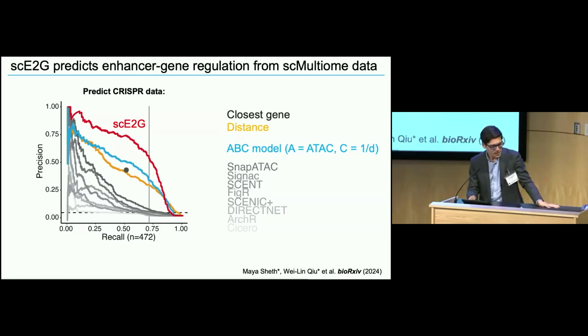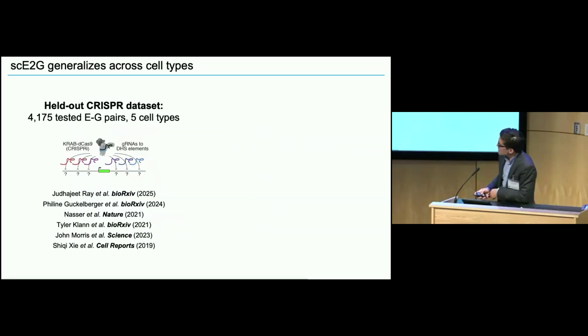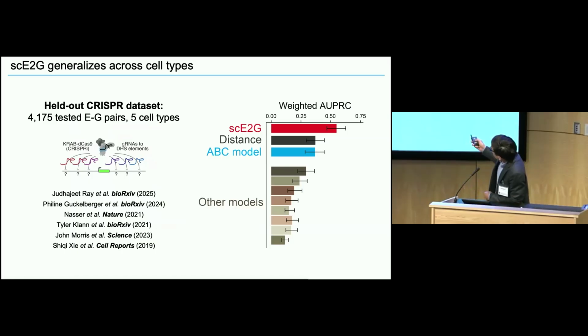And so to test this, we collected and again aggregated a number of different studies that we and others have done since we trained the model, and created a held out data set that's about 4,000 examples across 5 different cell types. And when we evaluate single-cell E2G in this data set, it also does quite well, much better than distance or the ABC model, and much better than these other simple correlation-based approaches. So we're now really excited that we have a model that we can apply to many different cell types and build genome-wide maps of enhancers.